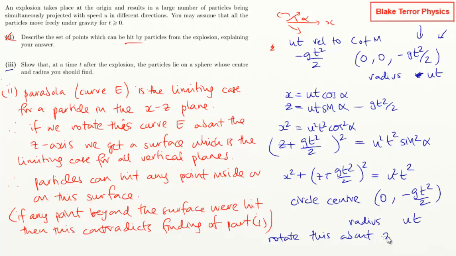Then about the z-axis to get a sphere. Obviously, the sphere is going to have the same radius as the circle, and it's going to have the same center, but we're now bringing in the y coordinate as well. So I've run out of space on the screen, but essentially I'll be writing this bit as the final answer. Okay, right, so that was one there.